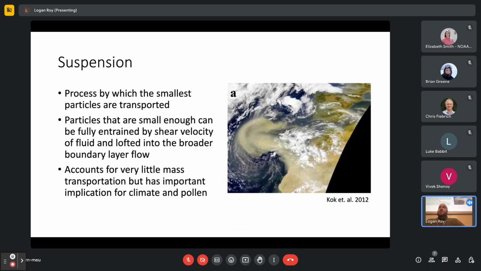Starting with suspension, this is the process by which the smallest particles get transported. These are particles that are small enough that they can be entrained and increase in velocity into the larger moving flow, as shown in this image even further beyond. So there's a lot of large scale transport being involved. In the climate context, this can be really important, like the emission of these particles, particularly small ones like pollen, but it has less of an impact on blowing snow transport because we're getting these small particles.